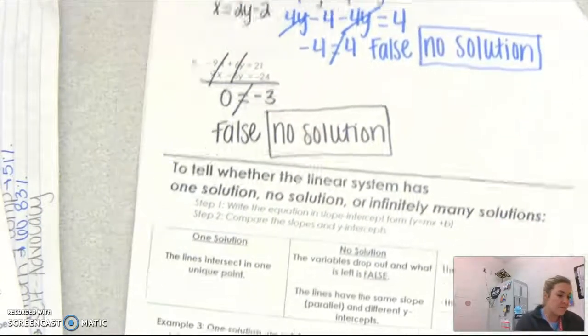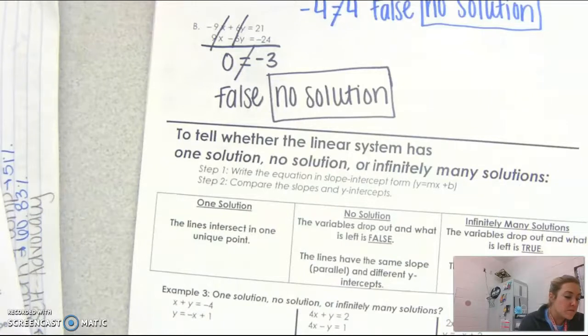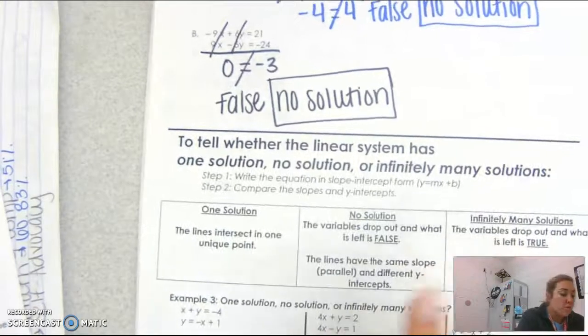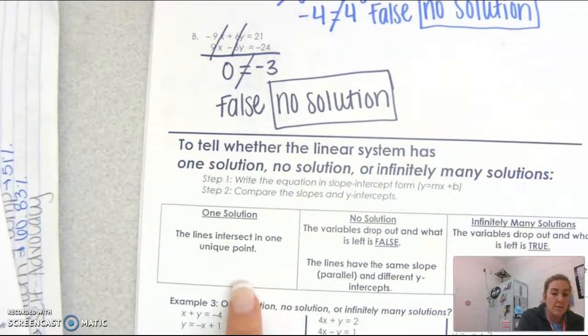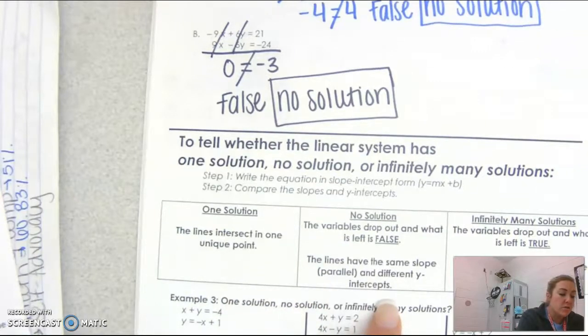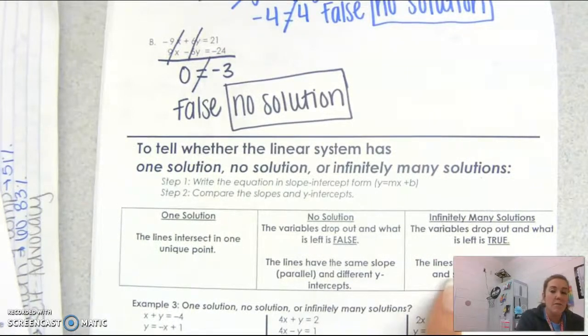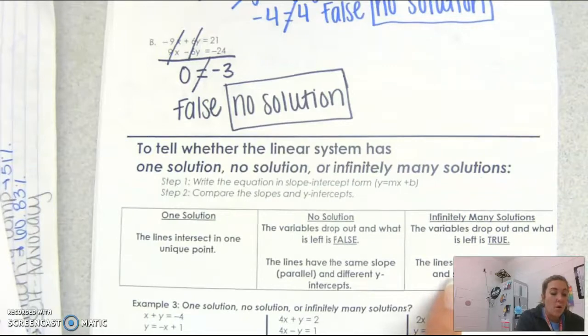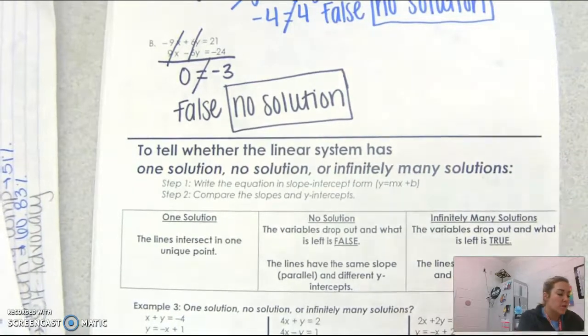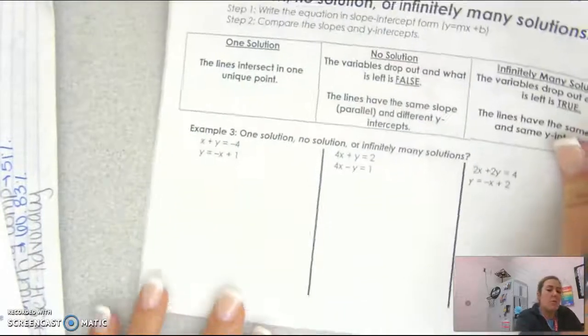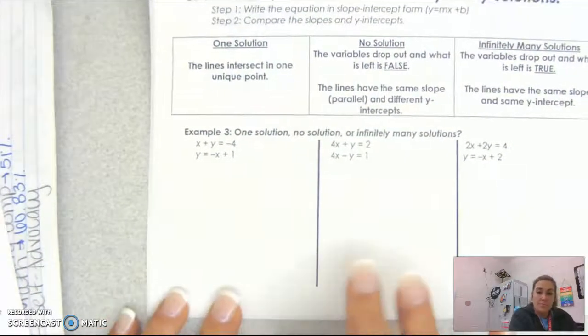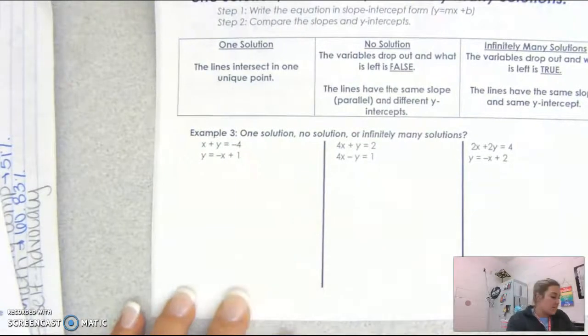Okay, couple more things down here. So to tell whether the linear system has one solution, no solution, or infinitely many solutions, here's what you need to do. If it has one solution, that means there's one point that the lines intersect at. If there's no solution, that means the variables dropped out and whatever it equals was false, or it means that the lines are parallel. And if it's infinitely many solutions, that means whatever you get, one side will equal the other, or the lines are the exact same right on top of each other. So down here, for example 3, we're just going to tell if there's one solution, no solution, or infinitely many solutions.